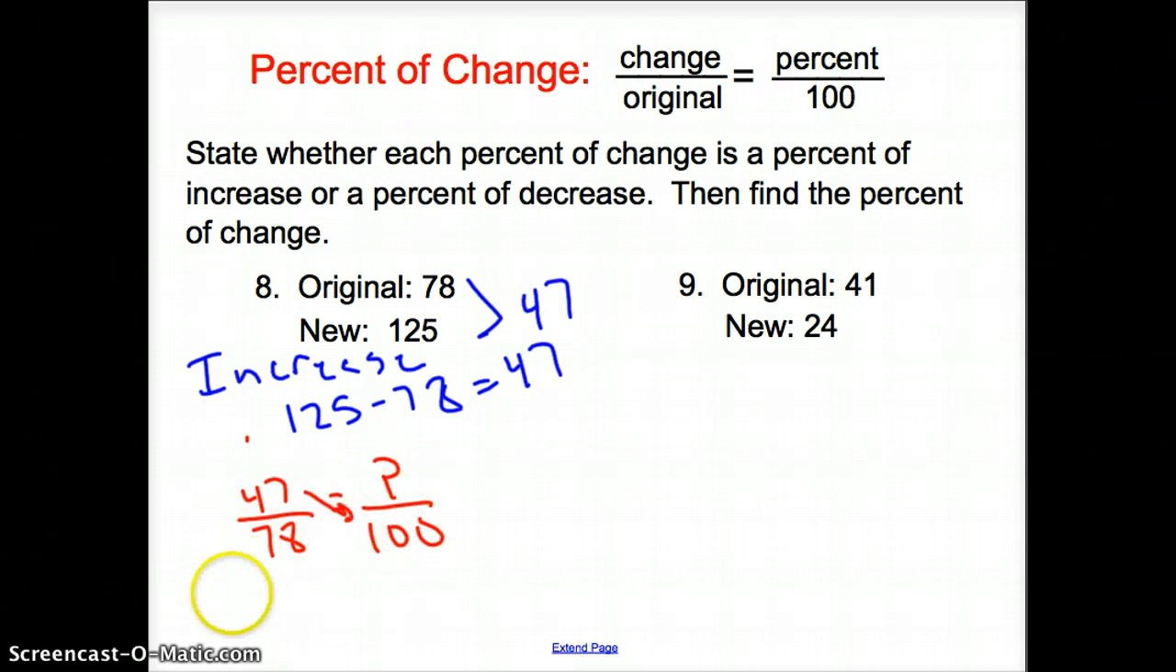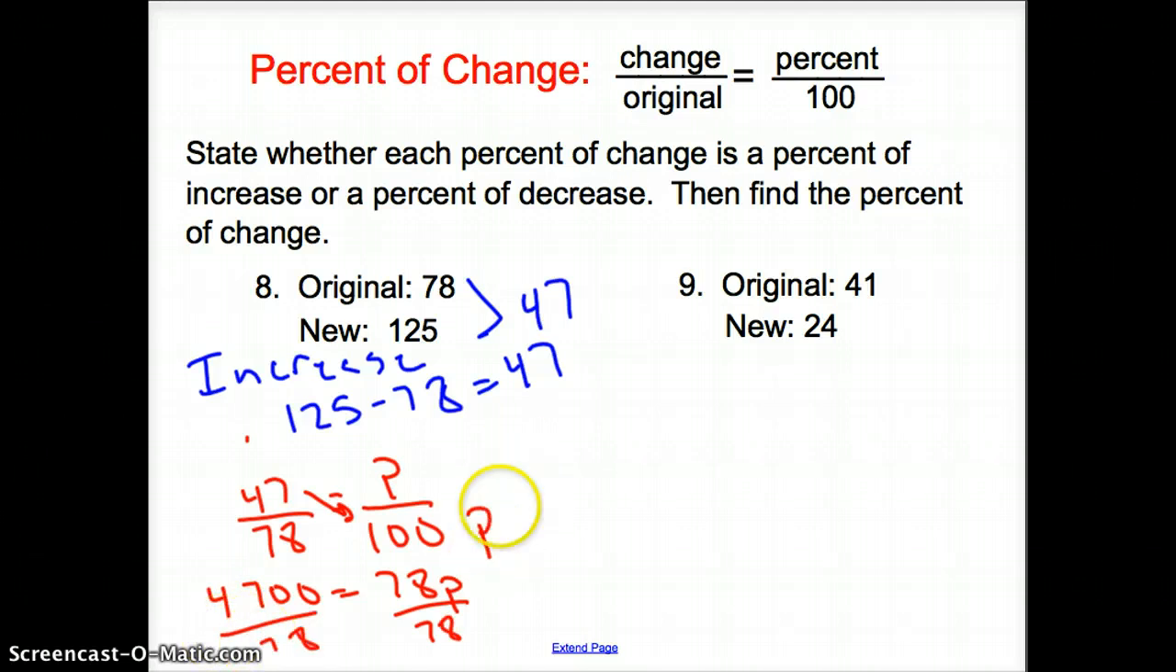Now that you did the hard part, you can do the easy part, which you guys like, is cross multiplying. So now we have 4,700 equals 78p. What do we have to do here? We have to divide by 78, divide by 78. So our percent now, P equals 60% for your final answer. So we have a percent of increase of 60%.